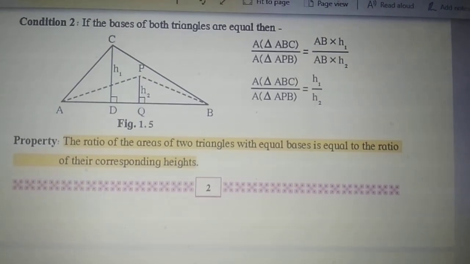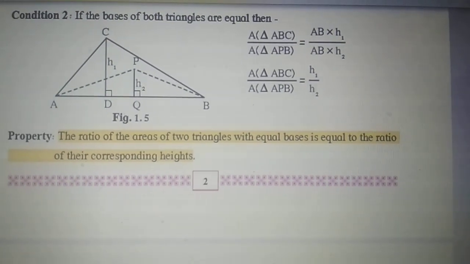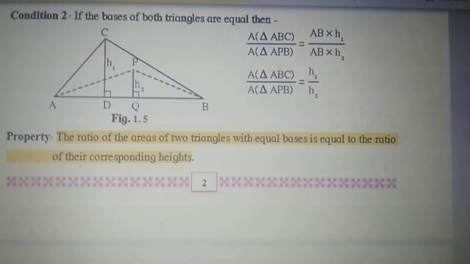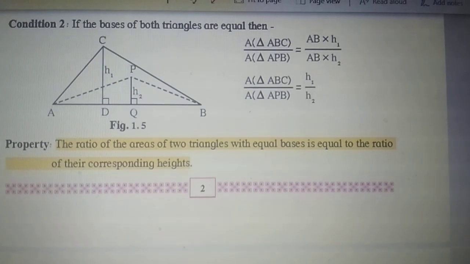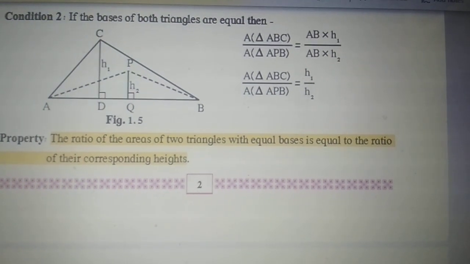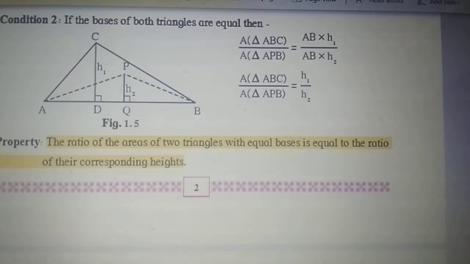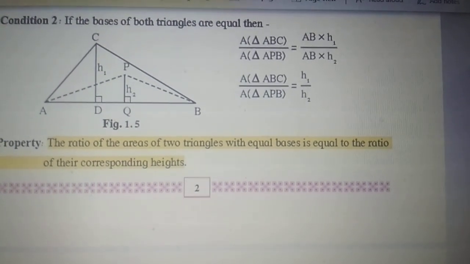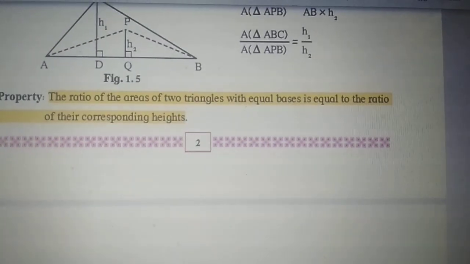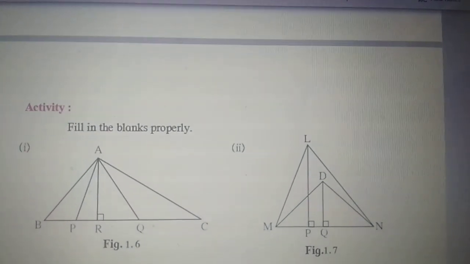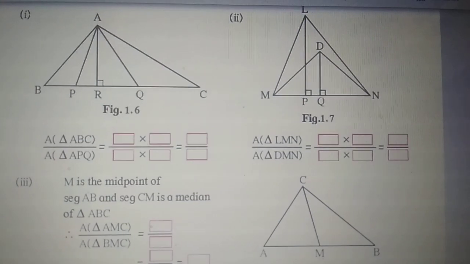And the third property: the ratio of areas of two triangles with equal bases, that is b1 equals b2, is equal to the ratio of their corresponding heights. If bases are equal, then the ratio of the areas of two triangles is equal to the ratio of their corresponding heights: a1 upon a2 equals h1 upon h2 if b1 equals b2.